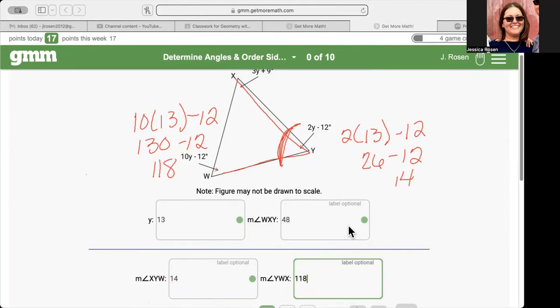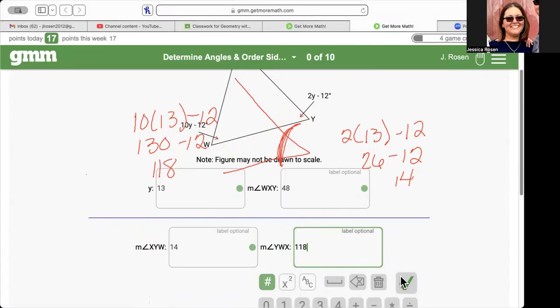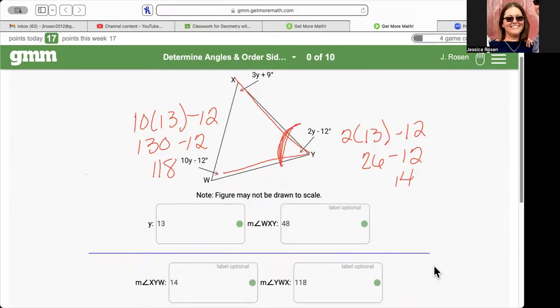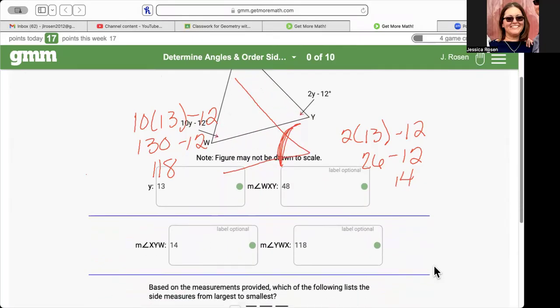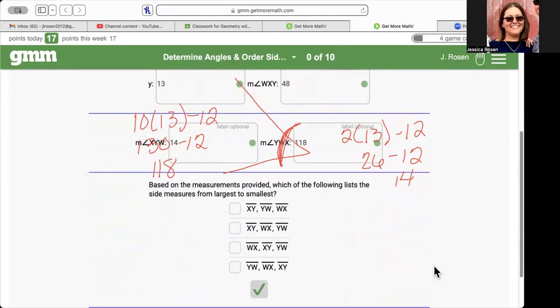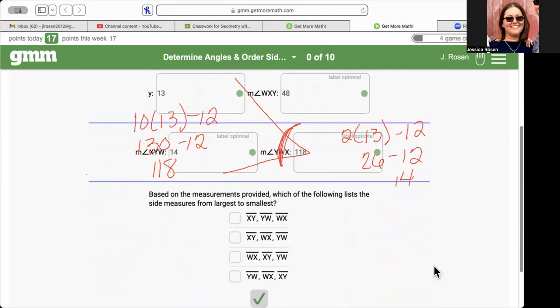So let's just hit the check mark on that one. And we have all of, there's another part. Oh, geez, these questions are long. So now it says, based on the measure provided, which of the following lists the side measure from largest to smallest?